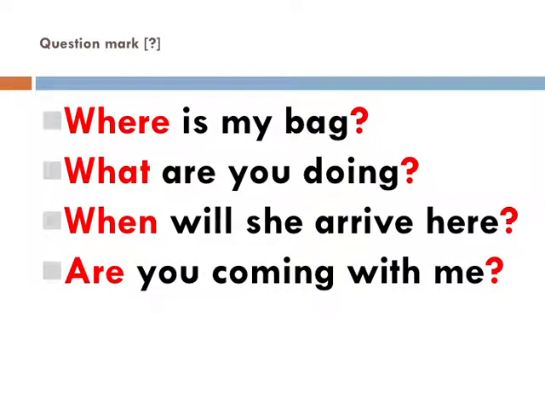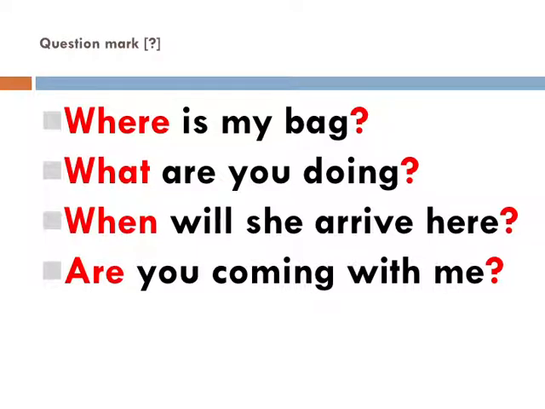The next is the question mark. Now a sentence that asks something and ends with a question mark is called a question or asking sentence. Okay, means if a sentence wants to ask something, and at the end it has a question mark, then it is called a question or asking sentence.